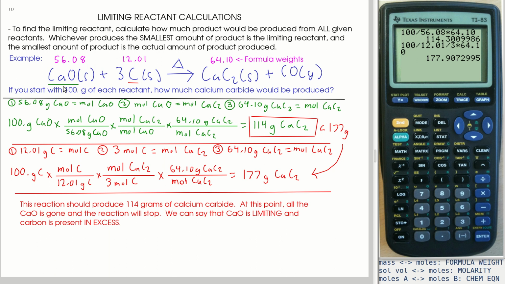Now, you don't have to have the same amount of each reactant. We could have specified we had 100 grams of calcium oxide and 75 grams of carbon, and we'd have worked the problem the same way. But the key is more than one reactant is specified. If only one reactant is specified, like in the problems we've worked previously, then it's not a limiting reactant situation. You just assume all the other reactants are present in excess. So it's limiting reactant when more than one reactant is specified.